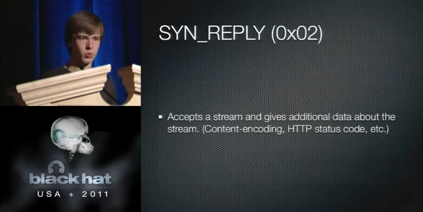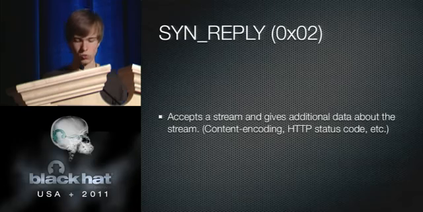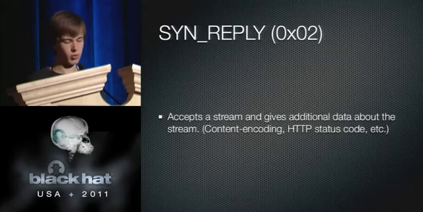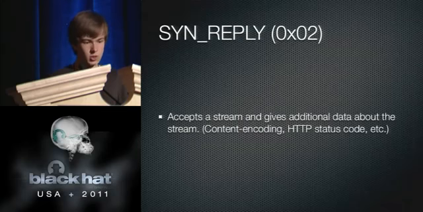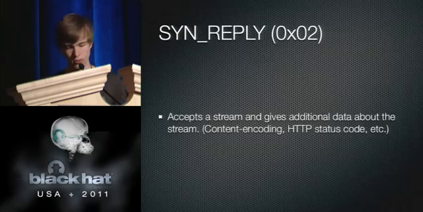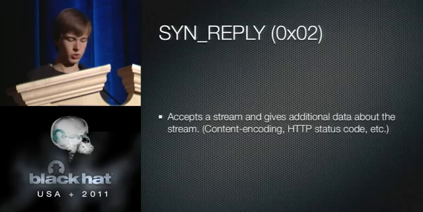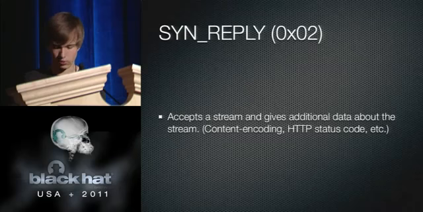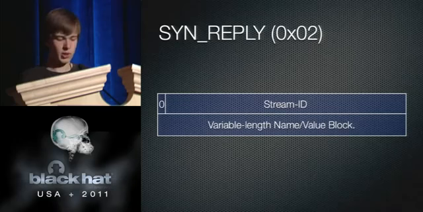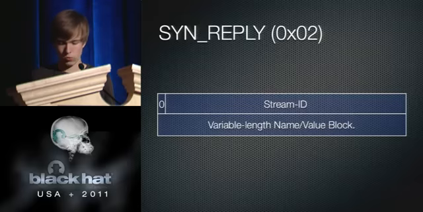So if you have sent a SYN stream request to your server, or to your client, in either direction, the other side actually has to confirm that it wants to receive the stream. That's what the SYN reply frame is for, identified by control frame type number 2. It accepts the stream and gives additional data, like if your SYN stream contained an HTTP request, it will give additional data about the data with which it will answer, like content encoding, HTTP status code, etc. We will take a look in the sniffer at a later point and see what I mean. The SYN reply block is very small. We just have a stream ID and a name value block, so pretty straightforward.